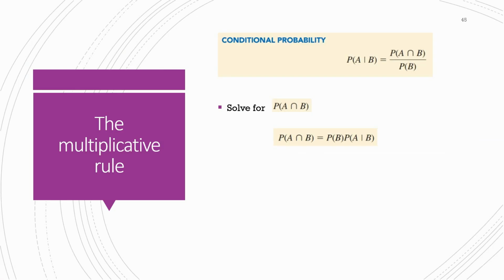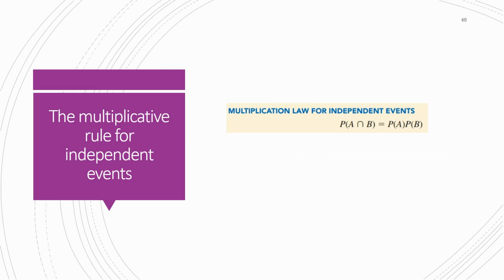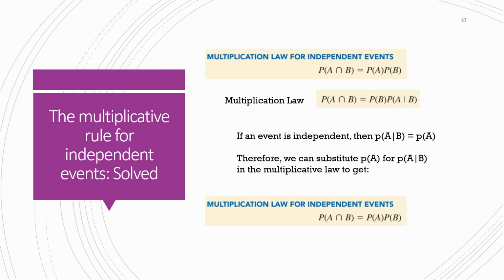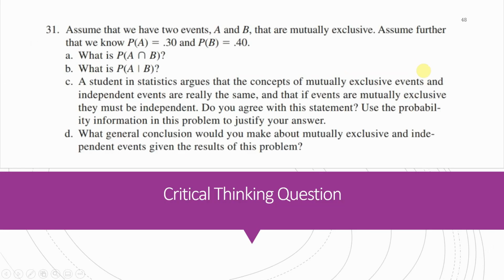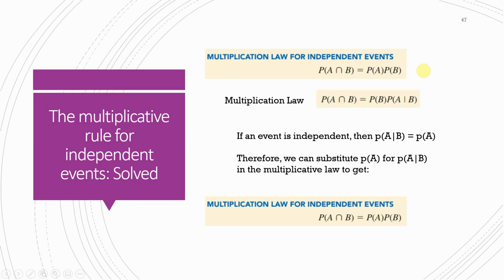So I'm going to throw a curveball at you. The multiplication law for independent events is a little different. It's just the probability of A times the probability of B. Why? Let's look at this slide and figure this out. These are the two equations I've given you for the multiplication law. The probability of A and B is equal to the conditional times the marginal probabilities. That was the first one I gave you. Then I threw the curveball at you and said, here's the multiplication law for independent events.